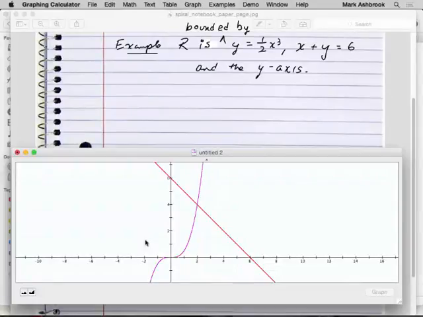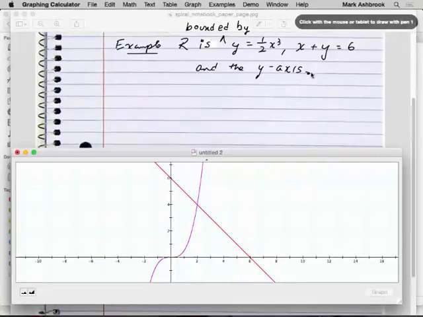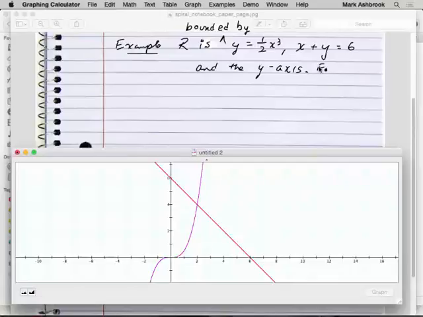Okay, so we're going to start with a typical strip. So we want to find the area. A typical strip is just going to be, say, somewhere in the middle here. And the top is going to be the red curve, and the bottom of it is going to be the pink curve.